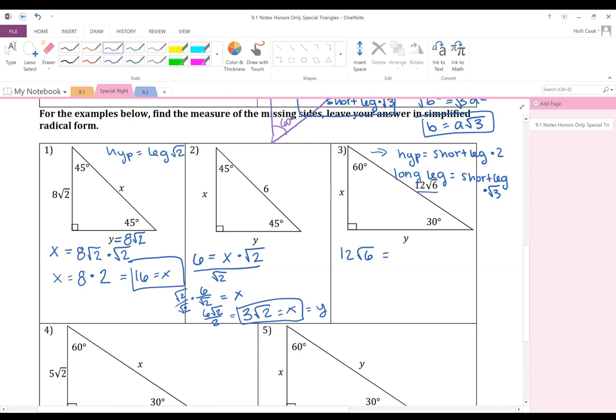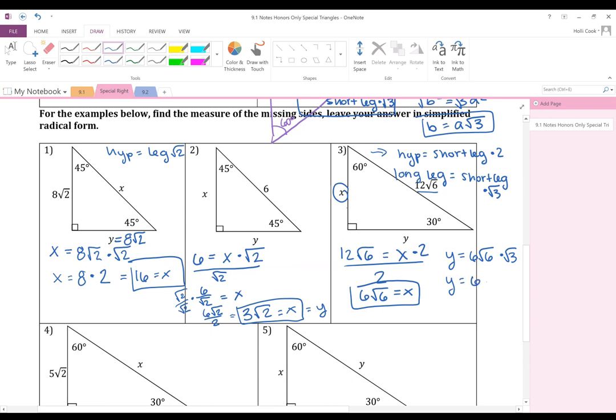Now is x or y going to be our short leg? X. So it's equal to x times 2. Divide the 2 out. 12 divided by 2 is 6, so we get 6 root 6 equaling x. And now we can find our long leg. So our long leg, y, is equal to our short leg, 6 root 6 times the square root of 3.